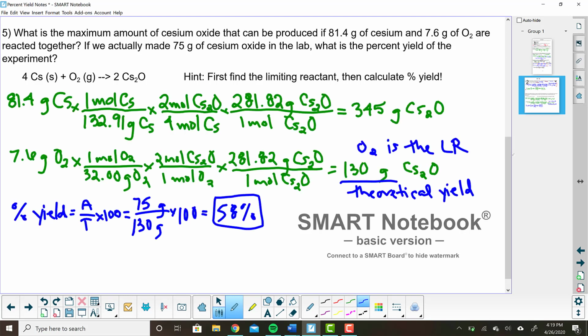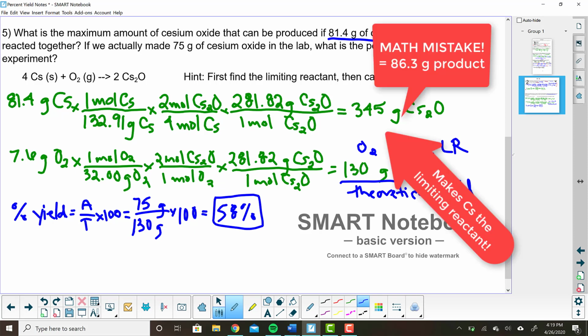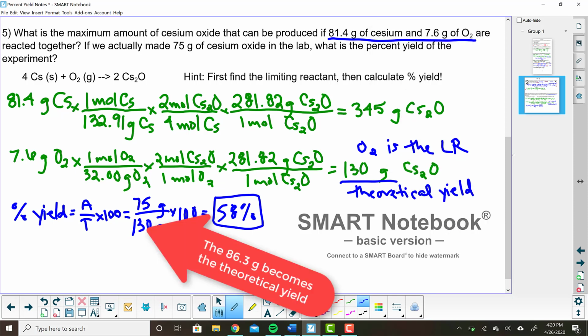All right, welcome back. So as the hint said, we first needed to find the limiting reactant. I gave this to you as a hint, but again, you could have figured that out from the problem because the problem gave you two amounts for your reactants. So you should have known that you had to calculate which would be the limiting reactant. But when we find that O2 is the limiting reactant because it would produce less cesium oxide, then this amount, this 130 grams, becomes the theoretical yield. That's the maximum amount of Cs2O that we could produce with the given reactants.